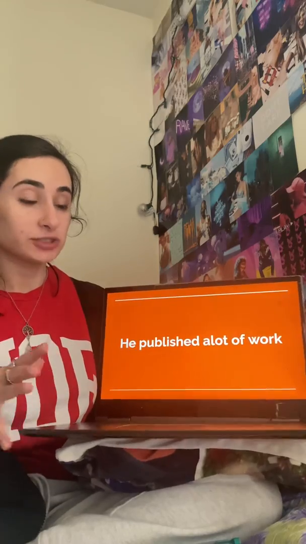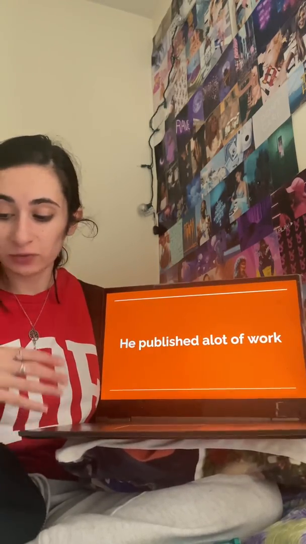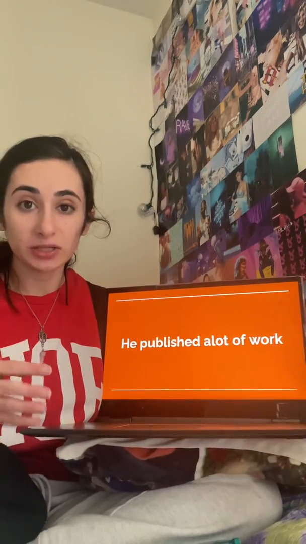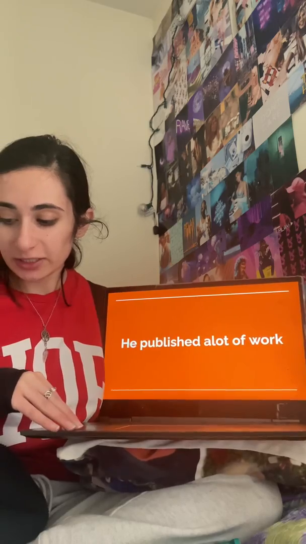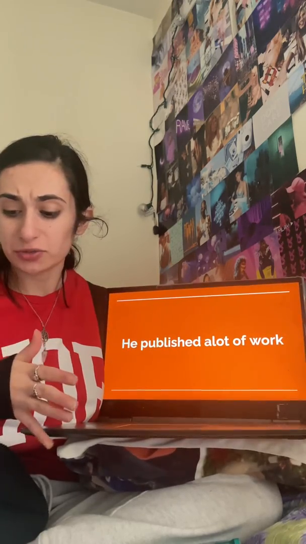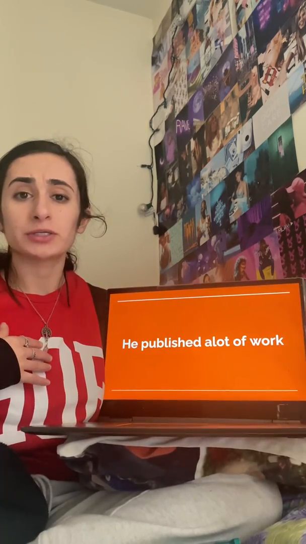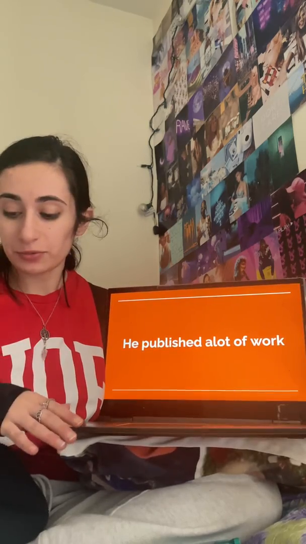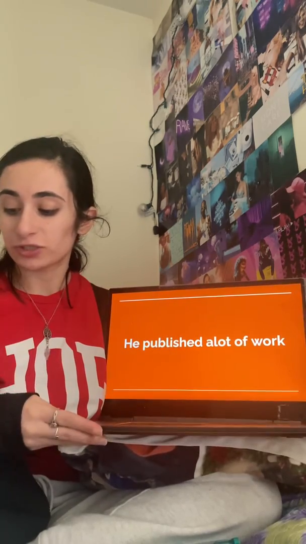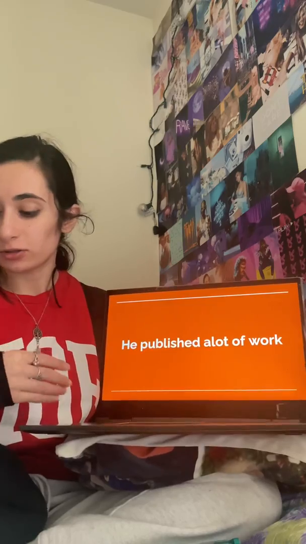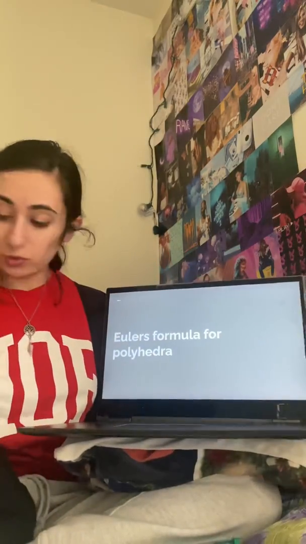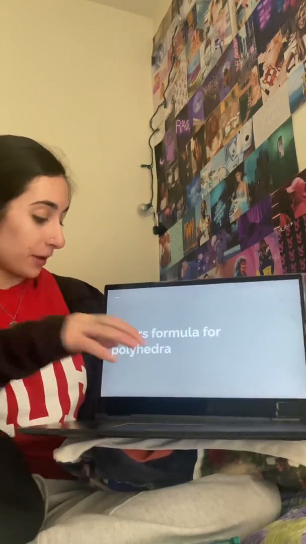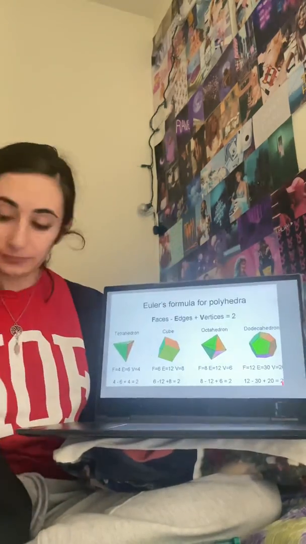He published a lot of work. He wrote and published a lot of books, a lot of memoirs, and submitted them to the academy where he was working. He was able to take calculus to a higher degree and was able to develop theories of trigonometry and logarithmic functions. So, Euler's formula for polyhedra.